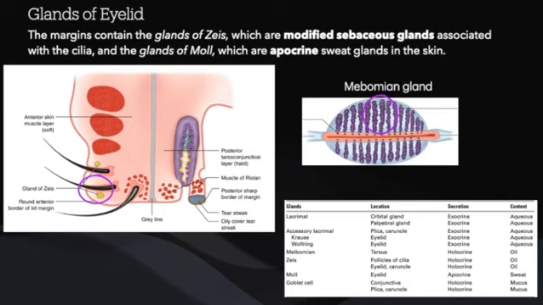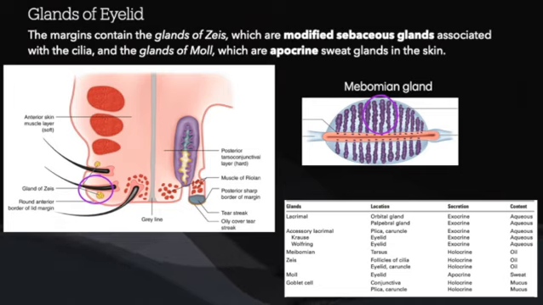Next, coming to the gland of Moll, it lies between the cilia at the anterior lid margin. Unlike the gland of Zeis, it does not open into the eyelash, whereas it directly opens into the lid margin. Usually it has an unbranched and spiral shape.